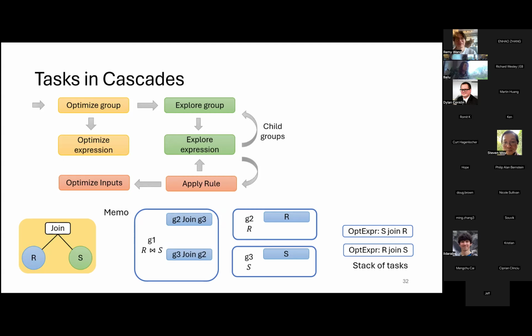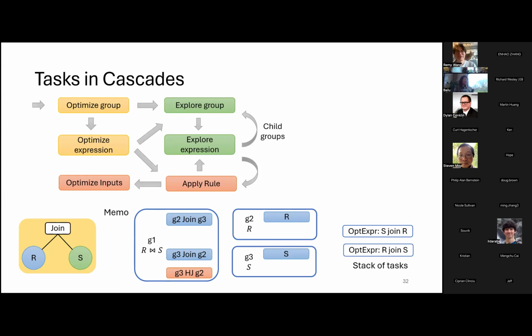Now at the top of the stack, we're optimizing S join R, and we can apply an implementation rule to transform the join into the hash join. With that, we again go into the apply rule expression. We actually do the transformation of converting the join into a hash join. Now we go to the recursive part, or the sub-problem decomposition part. We're going to schedule the task to optimize the inputs of the S hash join with R.